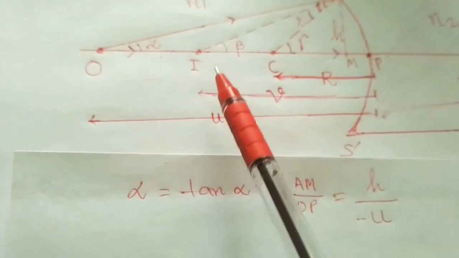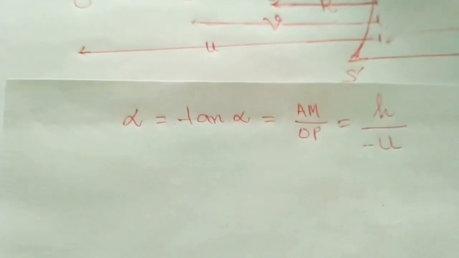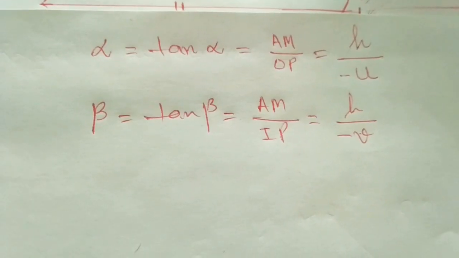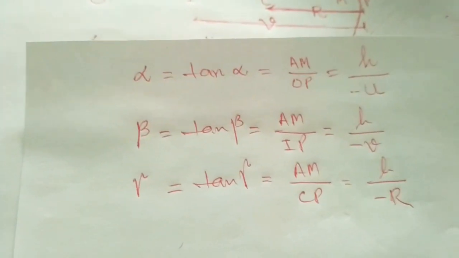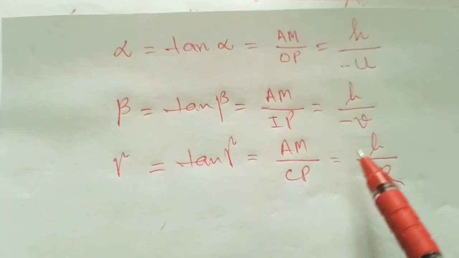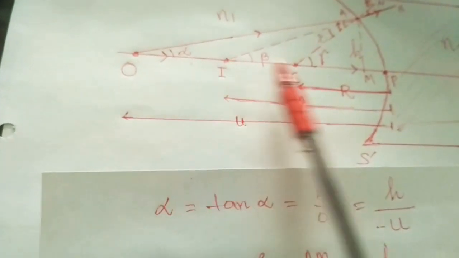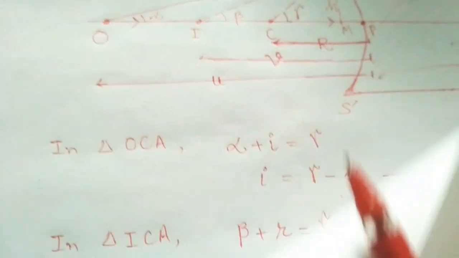In the same way, I'm writing for beta and gamma. See here, tan beta is equal to AM upon IP, which means h upon minus v. And the last, tan gamma is equal to AM upon CP, which is h upon minus R. Why minus? Because all the distances are on the left side from the pole, so all these distances will be negative.